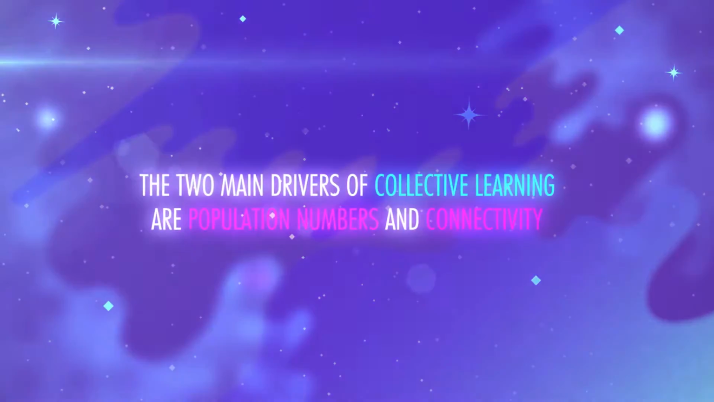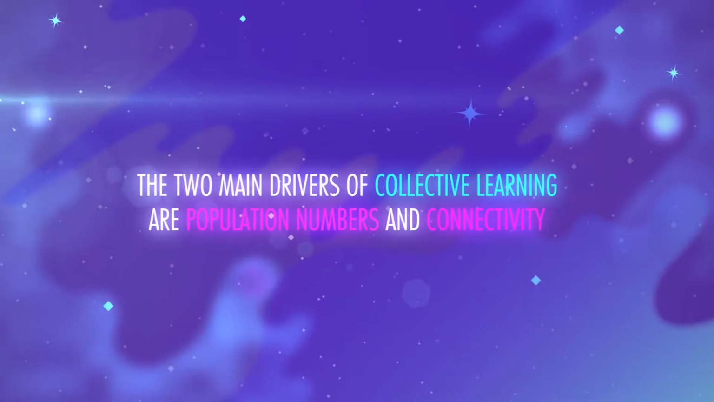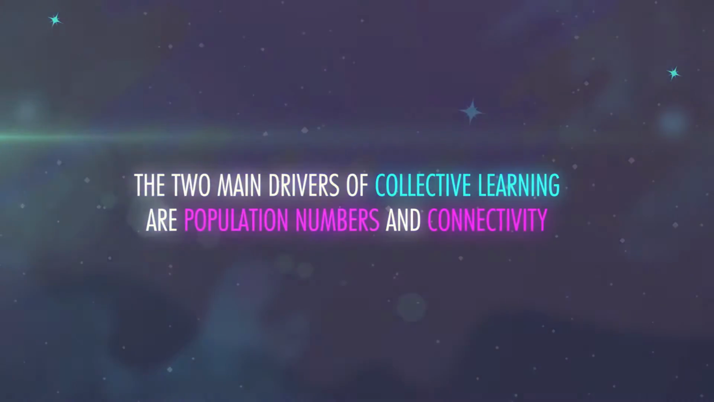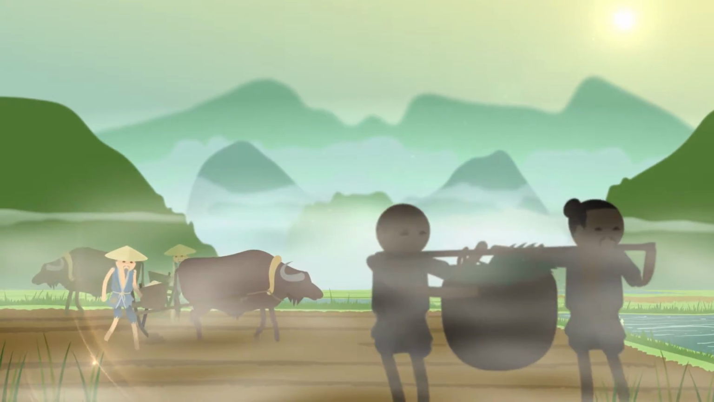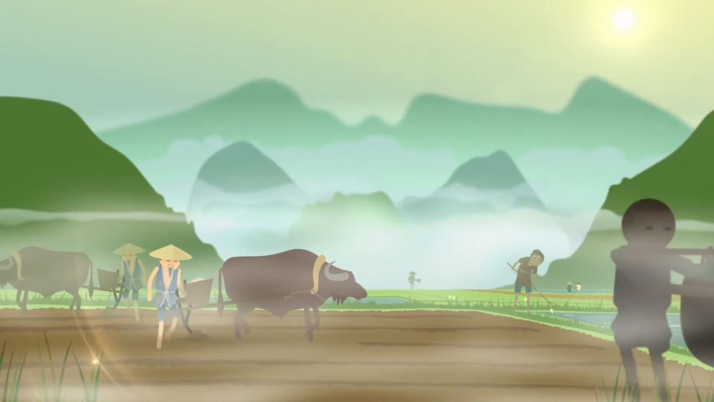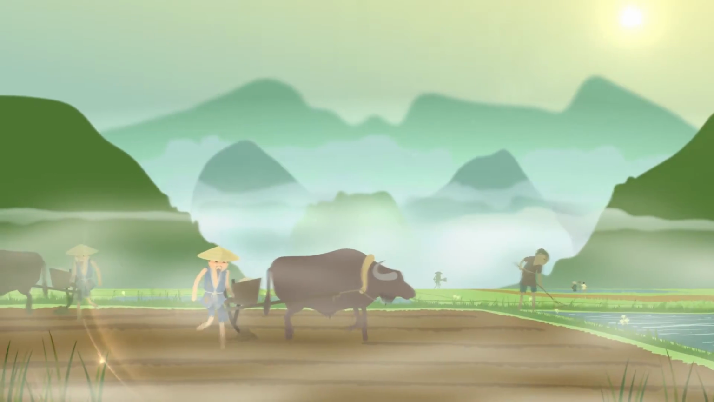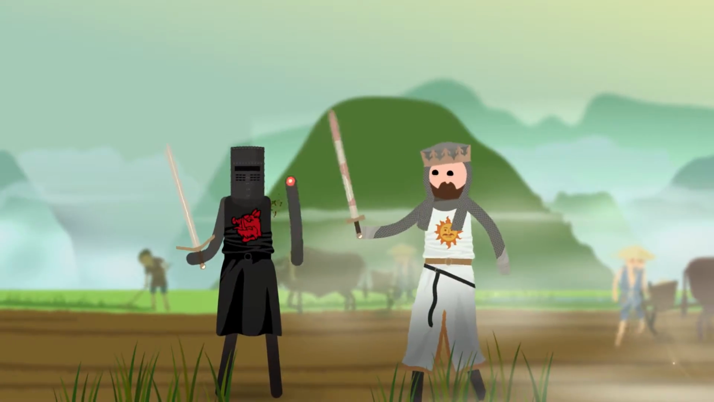So we know the two main drivers of collective learning are population numbers and connectivity, and China has had both for a long time. The medieval Chinese had much more advanced agricultural methods than Europe. They paid attention to weeding and growing crops in rows and frequently used tools like the seed drill. And they were doing it all centuries before that stuff was even heard of in Europe.